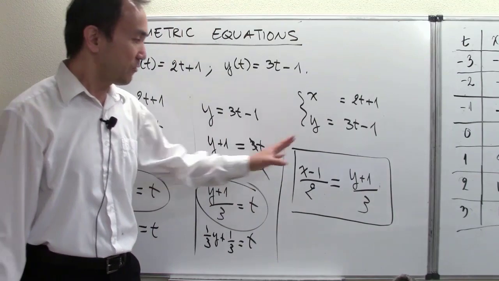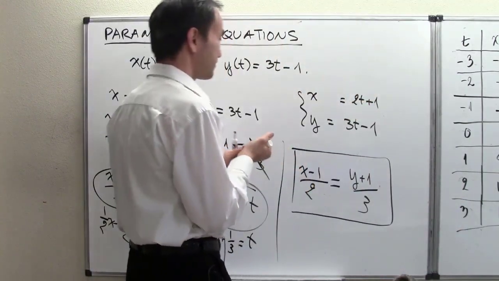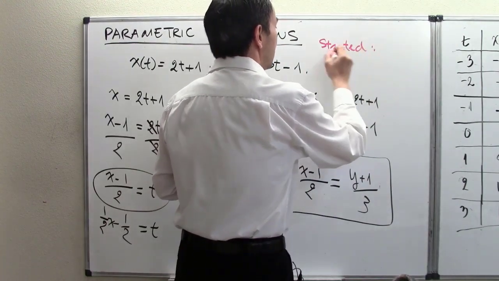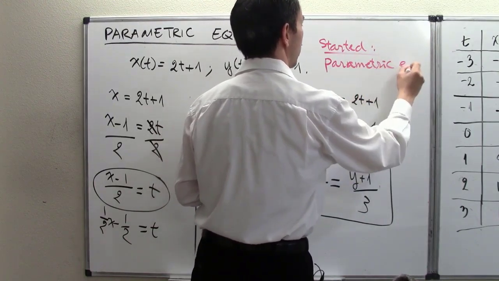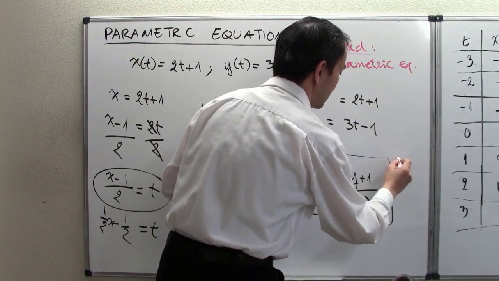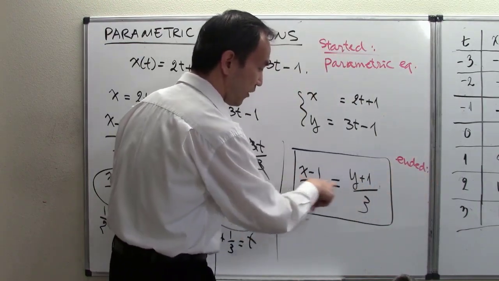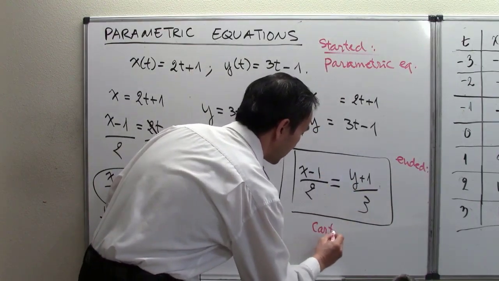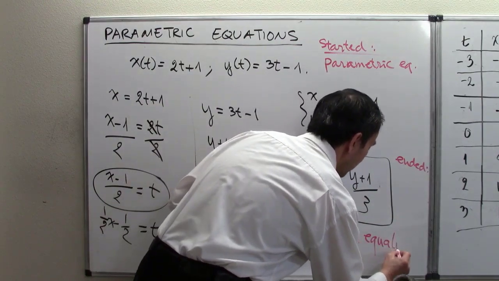All right, so the work we have just done here, we have gone from parametric equations. That's the starting point. We start with parametric equations, and then we ended up at this equation here that only involves the two variables x and y. We refer to this as a Cartesian equation. Okay, and that's just one equation.